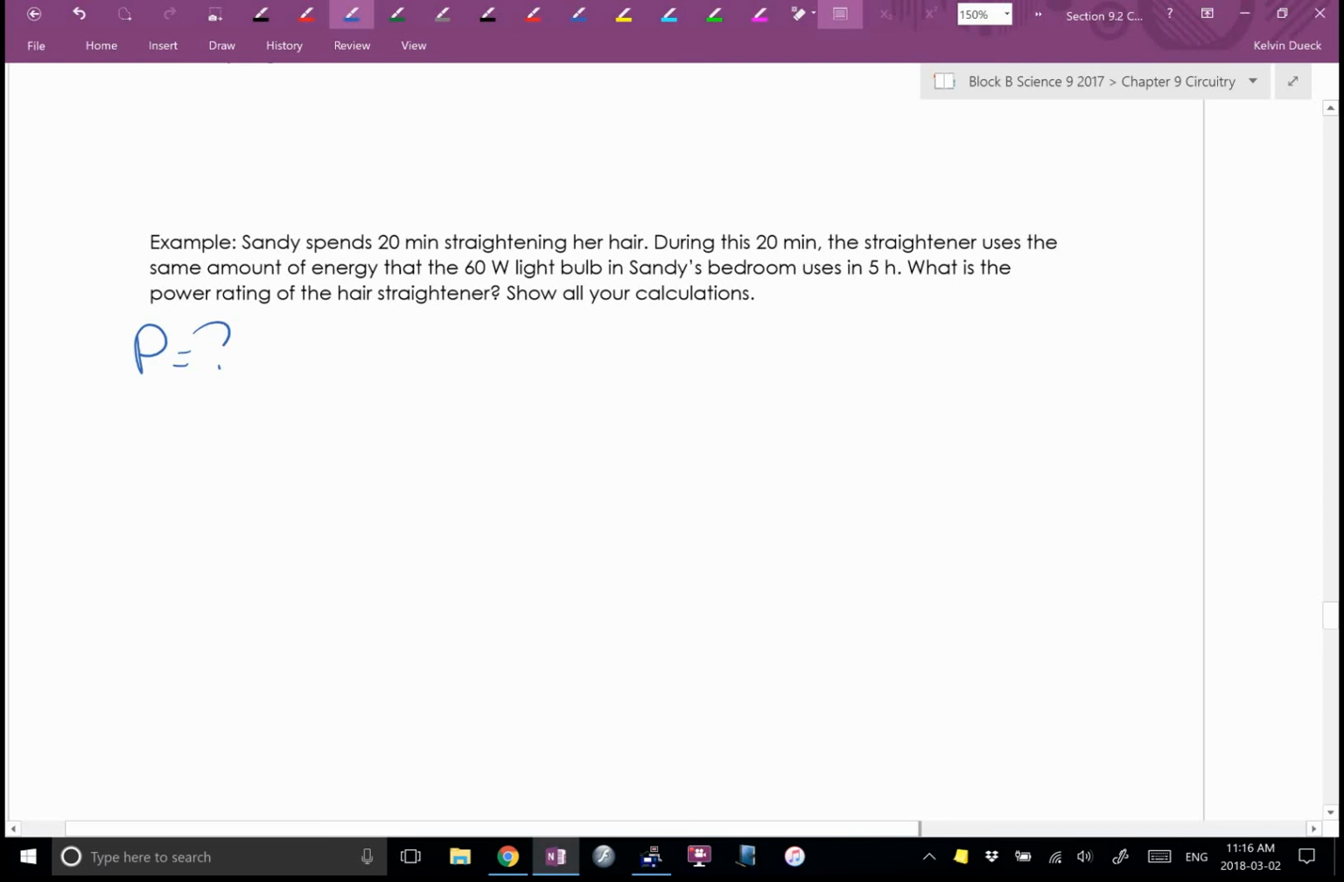I have no idea where I'm going with this, Jordana, but I know I can get this systematically by listing my data, finding an equation, and going step by step. I'm not going to panic. What equations have power in them? V times I and E times T. David, I'm noticing they're giving me time, so I think I'm going to be using the power equation that has the time, the T, in it, because I see 20 minutes and 5 hours.